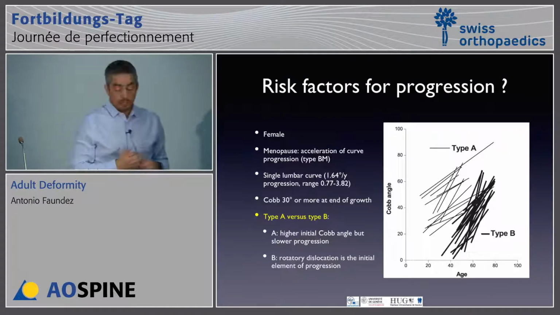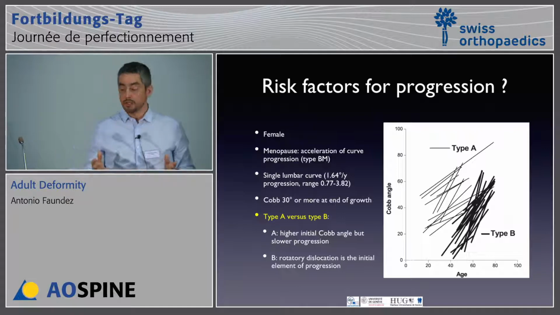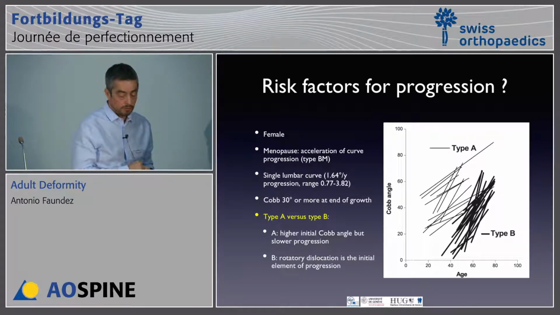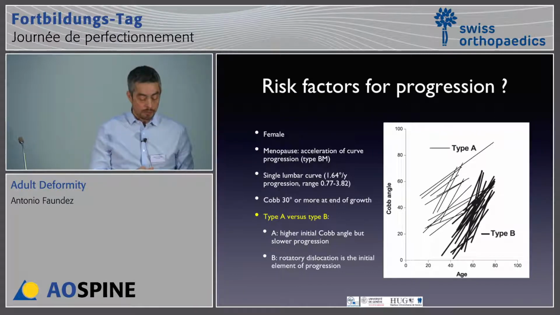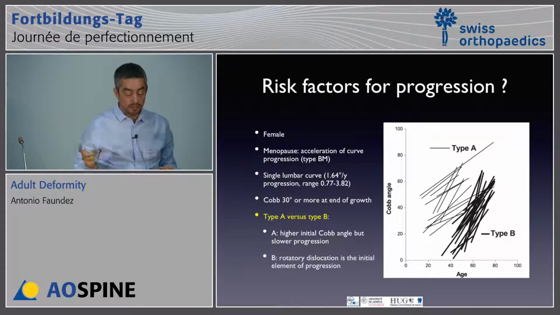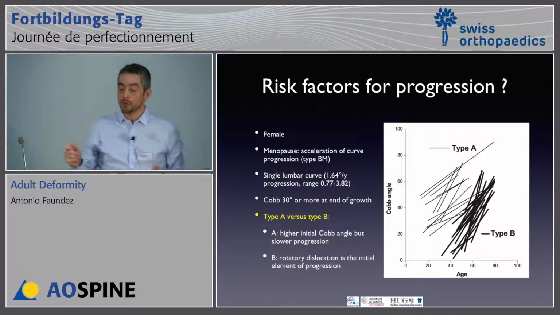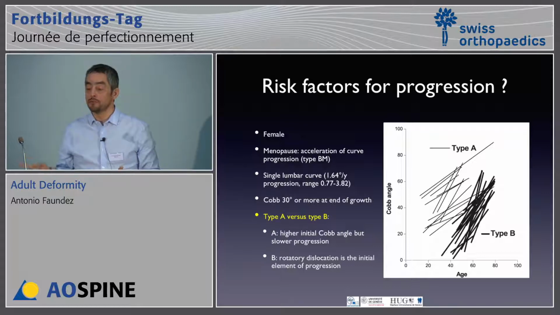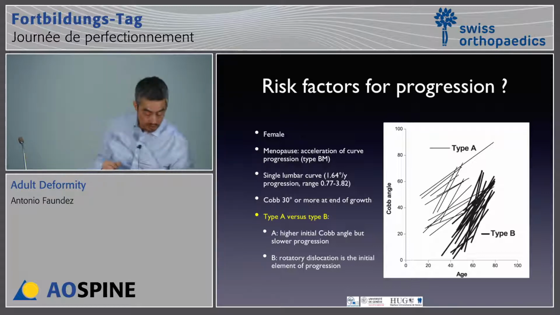And you can see that the risk of progression they identified are female sex, the menopause, where you see an acceleration of the curve progression. They defined it as type B, M for menopause. And if you have a Cobb angle of 30 degrees or more at the end of growth, you have a risk of progression, which is, especially if you have a single lumbar curve, of 1.64 degrees per year, with a range of 0.77 to 3.82.